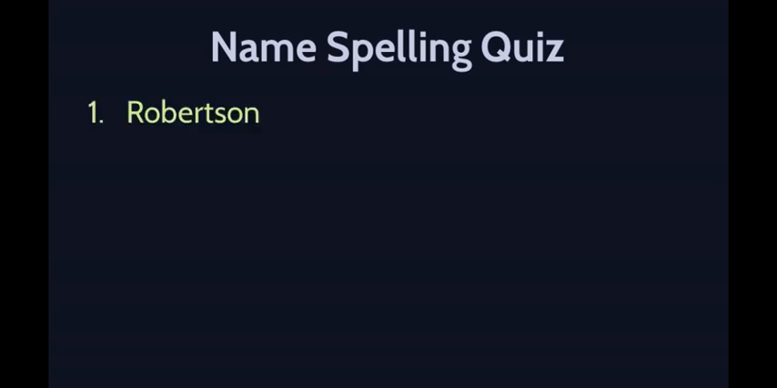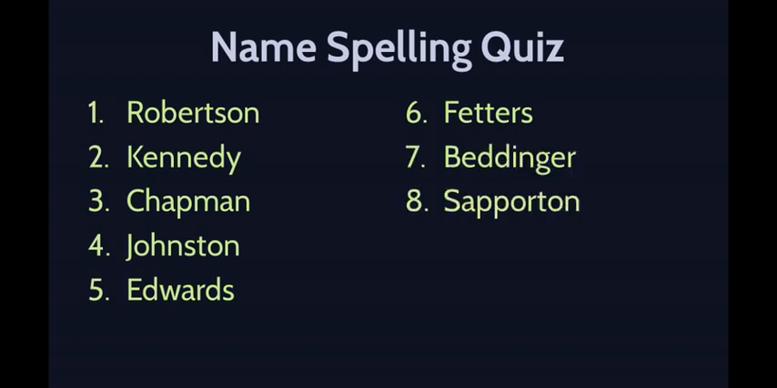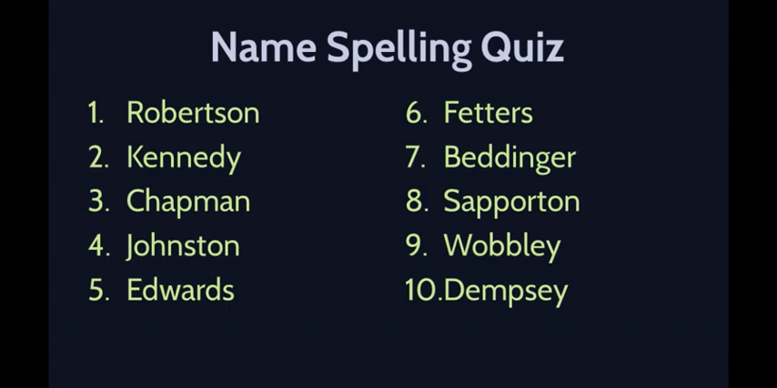All right, let's look at our answers. Robertson, Kennedy, Chapman, Johnston, Edwards, Fetters, Bedinger, Sapperton, Wobbly, Dempsey. Most of these names are very common. So if you could not spell Chapman, or Robertson or Edwards, those are names that you should be able to recognize and spell accurately even without them being spelled for you. So I recommend, as I mentioned, go online, find a list of the most common surnames in England or in America or in Australia, and at least make yourself familiar with the first 50, or at least the first 20.